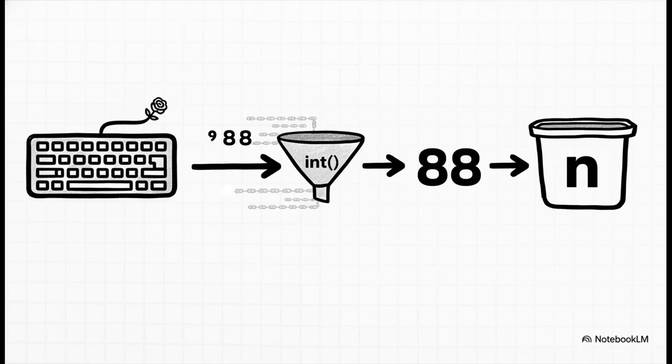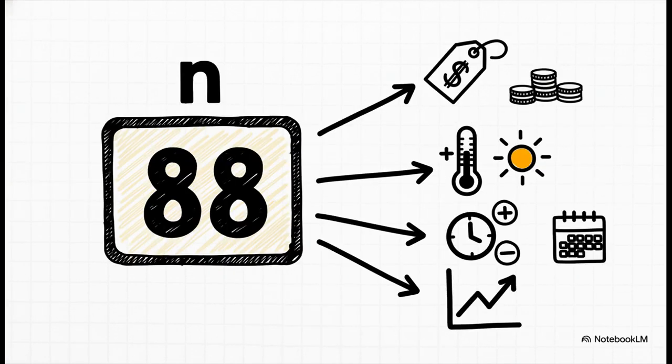Let's see it in action. Look at this line of code. See how the input function is nestled right inside the int function? That's the magic trick. It tells Python to immediately convert whatever text the user gives us into a whole number before storing it in that variable n. And what's the result? The variable n now holds the actual number, 88. This is huge because it means we could now use it to do calculations, like figuring out the total cost of those roses. We could never do that when it was just the text 88.